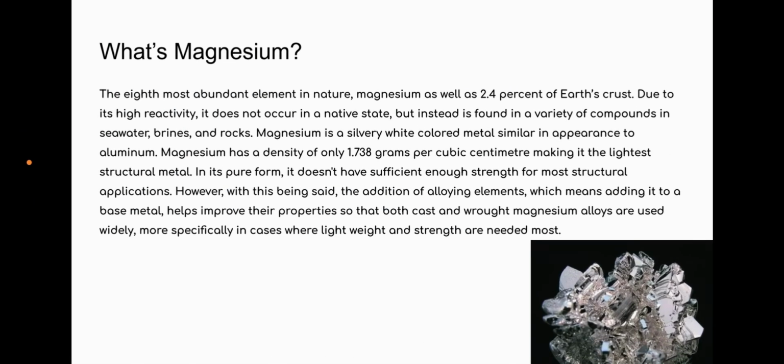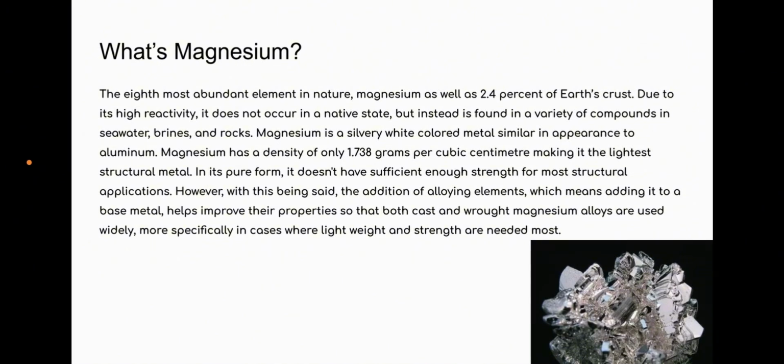What is magnesium? The eighth most abundant element in nature, magnesium makes up 2.4% of Earth's crust. Due to its high reactivity, it does not occur in a native state, but instead is found in a variety of compounds in seawater, brines, and rocks. Magnesium is a silvery white colored metal similar in appearance to aluminum.